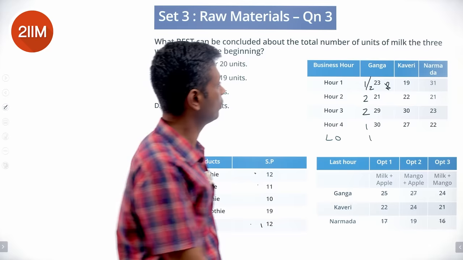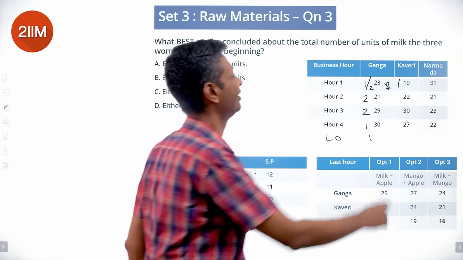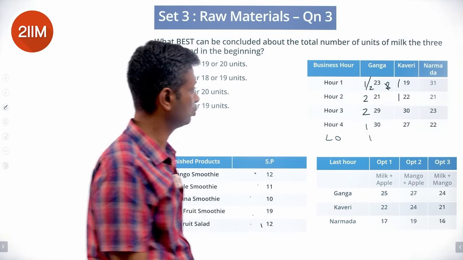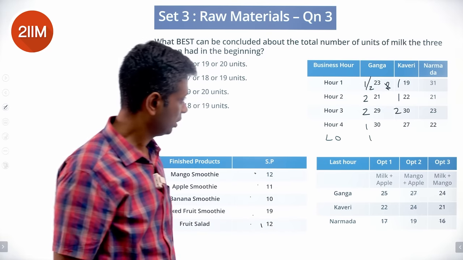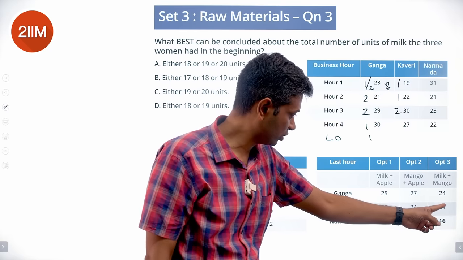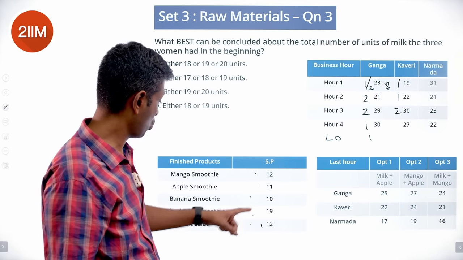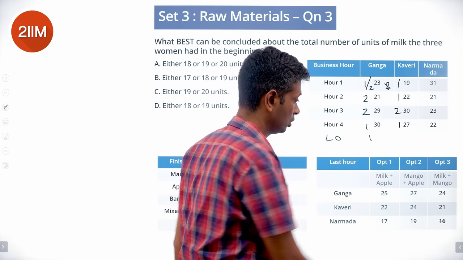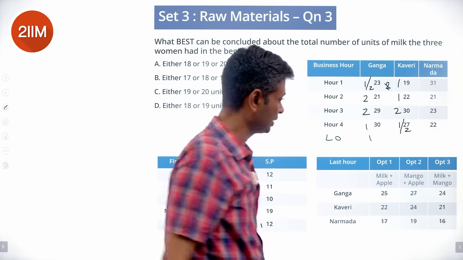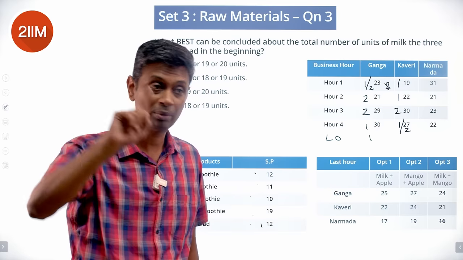Kaveri made a mixed fruit smoothie, 1. Then she made 12 plus 10 banana smoothie and fruit salad, 1. Then in R3, she made mixed fruit smoothie plus apple smoothie, 2. In the final R, she might have sold this or this. 22 is 12 plus 10, in which case she would have had one banana smoothie, 1. 21 is 11 plus 10, or 2. Both are possible. And finally, what does she have left over? Either milk and apple or milk and mango. So one milk definitely left over.